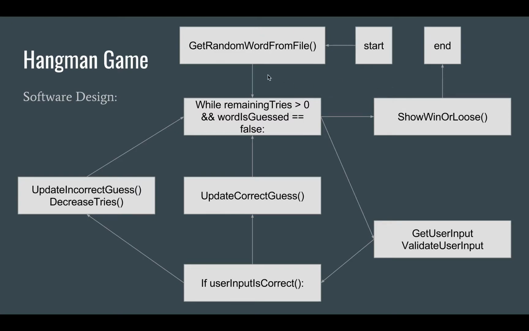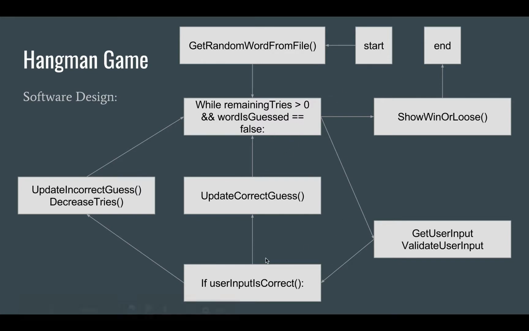So probably the flow of this software is going to be: start. We're going to get the random word. We're going to hit this loop, iterate through it a few times until one of these two conditions, either they run out of tries or they guess the word. It'll pop out here, show win or lose, and then I'm going to display the end.